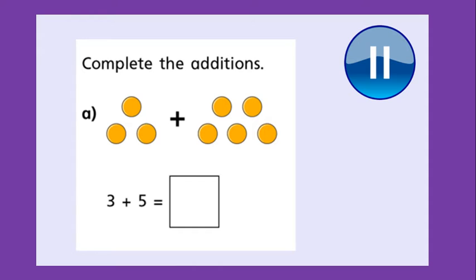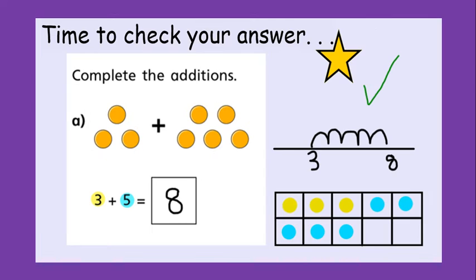Okay, complete the additions. 3 add 5 equals what? Quite a nice easy one. Pause the video, work it out. 3 add 5 equals 8.